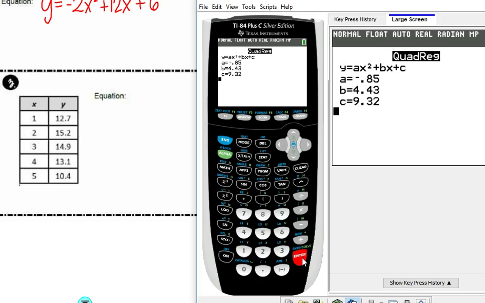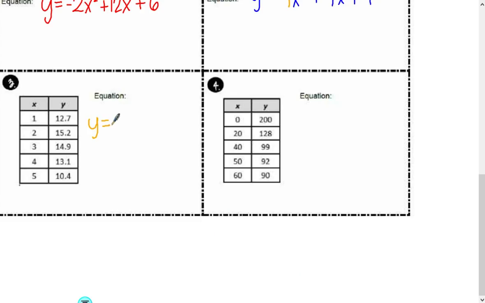All right, and there we go. We got our guy again. So we get negative 0.85x squared plus 4.43x plus 9.32. So this one worked out really nicely for us. So y equals negative 0.85x squared plus 4.43x plus 9.32. Okay, hopefully y'all were able to fit yours in there a little bit better than me.